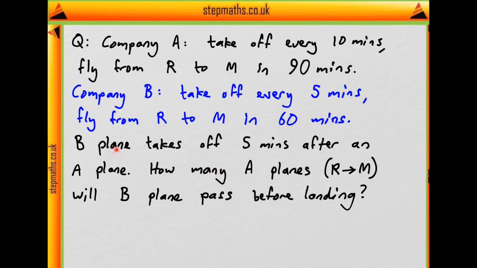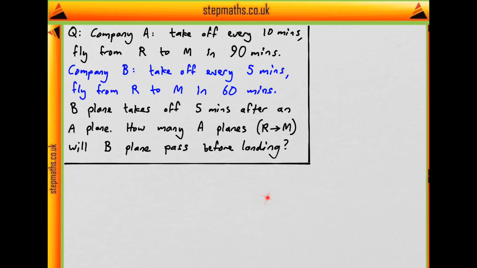And so a plane from company B takes off 5 minutes after an A plane. Therefore, how many A planes going from Rome to Milan will the B plane pass before it lands? So it does take a moment to stop and think what they're actually asking.